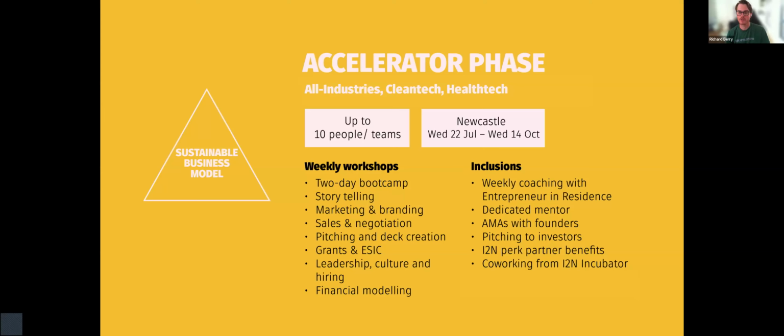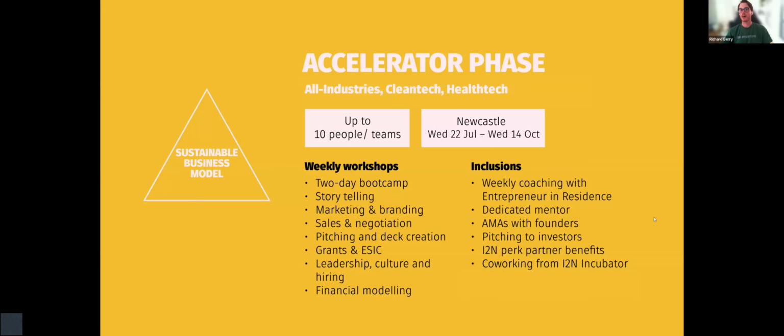And of course, warm intro machines, access to people, decision makers who will help influence your go-to-market, maybe, or your product placement, or the way that you communicate the awesome stuff that you do in your venture. There's so many different people that you'll get access to, and they'll talk to you about marketing, branding, sales, pitching, grants and early stage investment companies, leadership, culture and hiring, financial modeling, and so much more through the 13 weeks that you'll work with us in the Accelerator program.